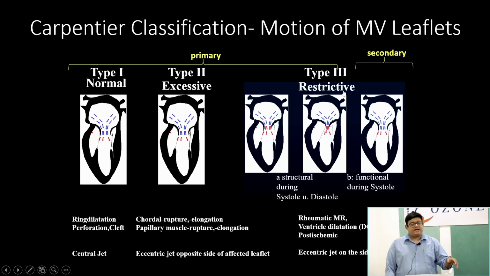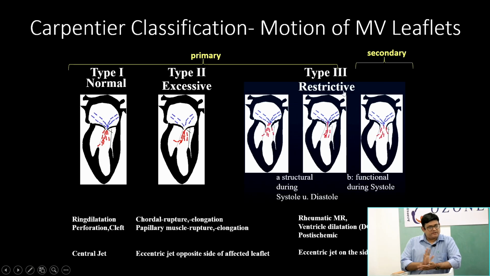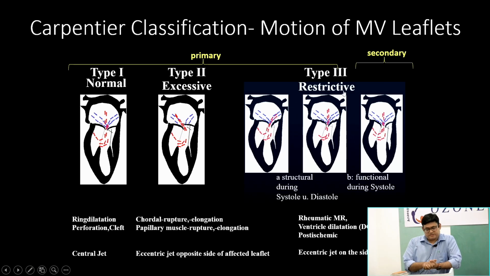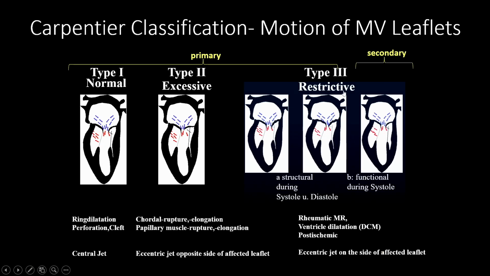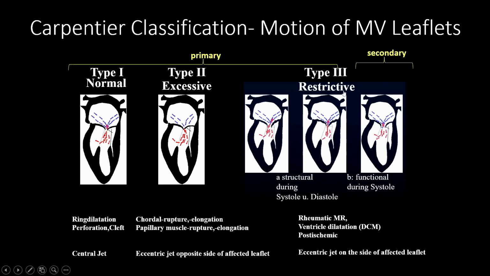Now coming to the mechanism of the mitral regurgitation, the most commonly used classification to find out the cause is Carpentier's classification, which is based on the motion of the leaflets. Now the motion can be normal, or it can be excessive, or it can be restricted.